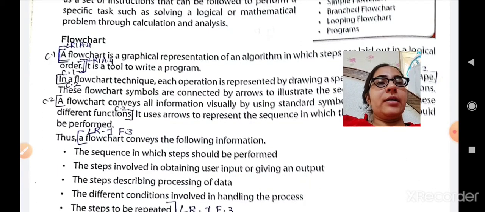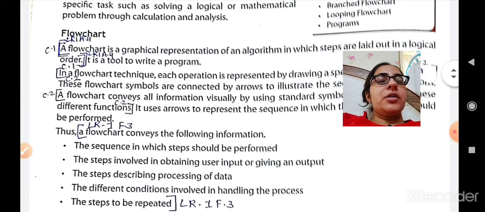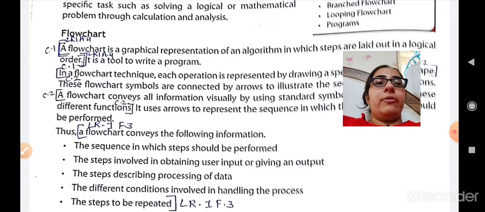Thus, a flowchart conveys the following information. So now let us see which type of information the flowchart conveys. First, the sequence in which the steps should be performed. It means the program should be written in a proper sequence. First, can you give the output? No. First, you have to get the data from the input, you have to process it, and then you have to give the output. So everything should be in the proper sequence.